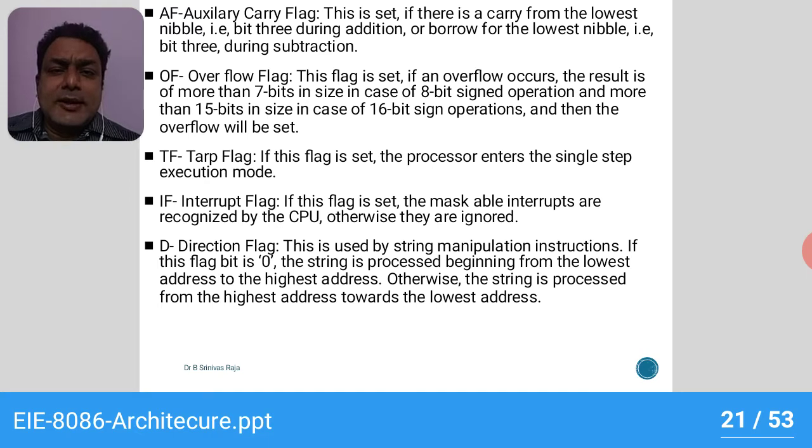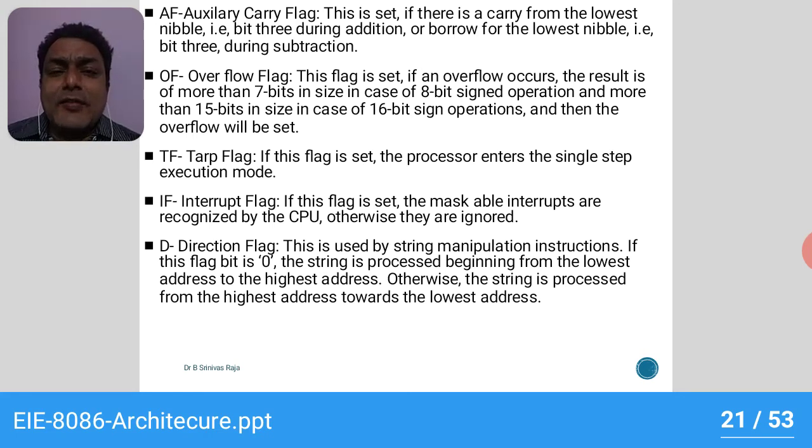Next one is the direction flag. This is used by the string manipulation instructions. That means whenever there is a string instruction, this direction flag is used. If the flag bit is 0, the string is processed beginning from the lowest address to the highest address. Otherwise, the string is processed from the highest address towards the lowest address.